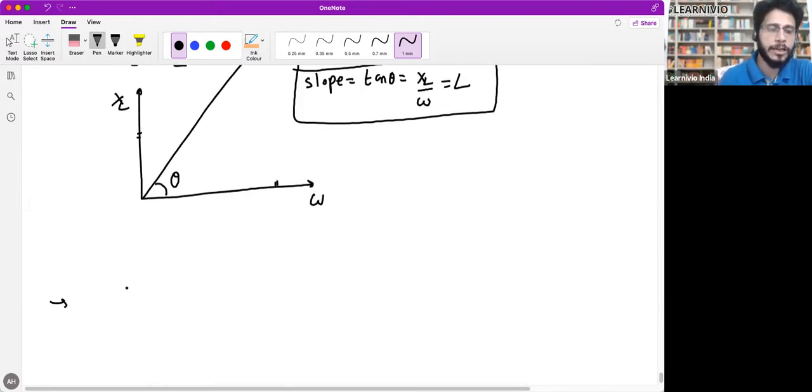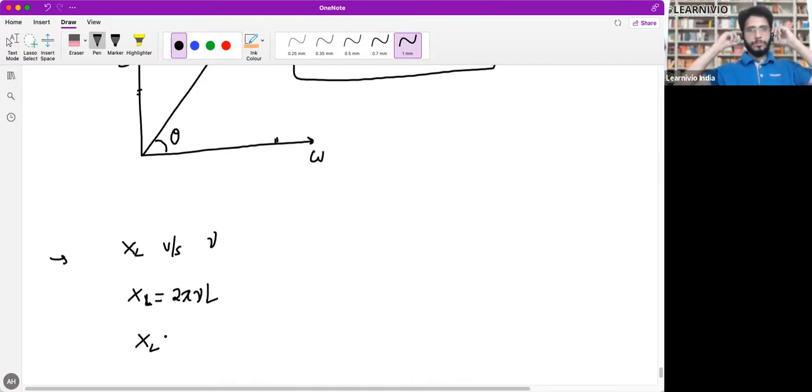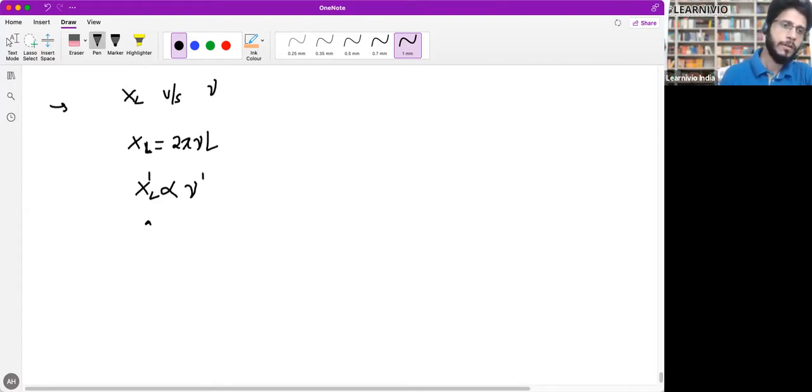Similarly, you can be asked to plot an XL versus frequency graph. See, you can write XL as 2 pi nu L. So what's the relation between XL and frequency? They are directly proportional. Now, if they are directly proportional, the nature of the graph would be a straight line.